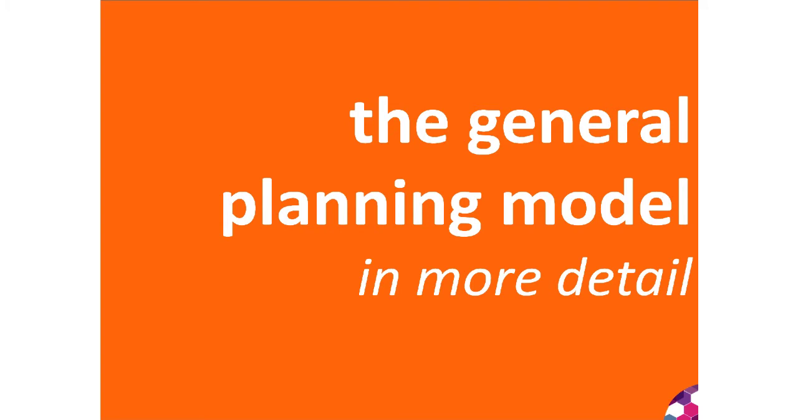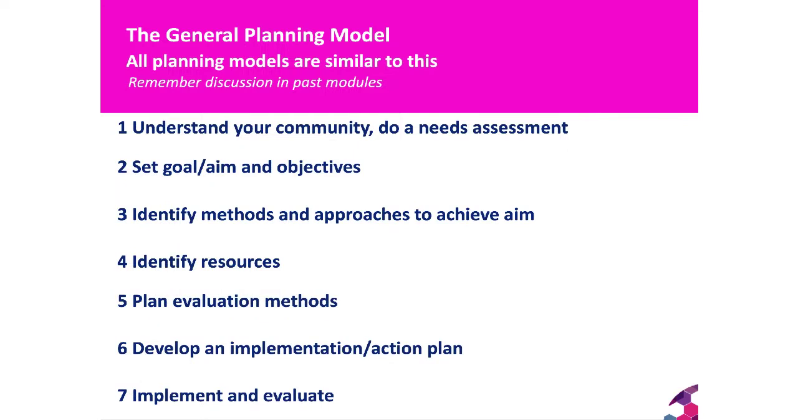The General Planning Model in a bit more detail. As you remember from the last session, there are 7 steps or stages in the General Planning Model, and most project planning models, as well as, if you think back to the policy and evaluation and healthy public policy module, these steps are similar to the steps in the policy planning process.